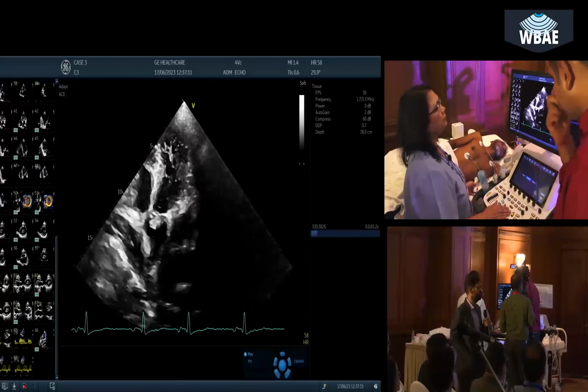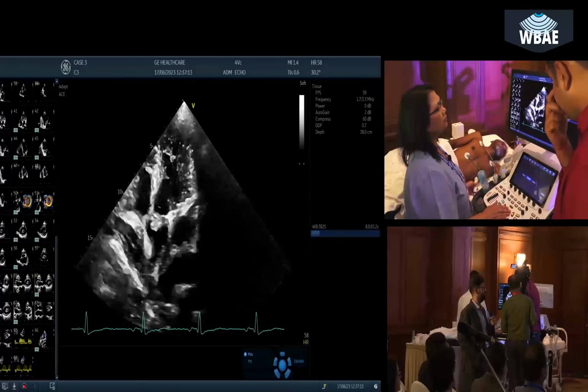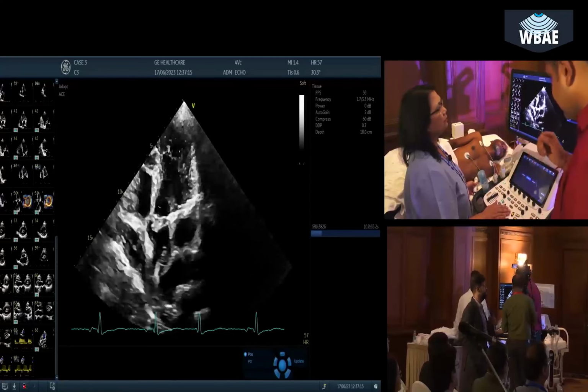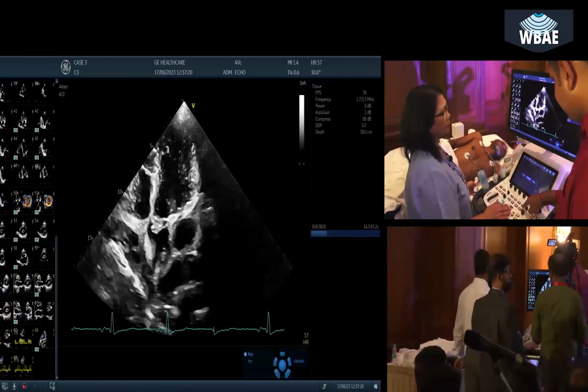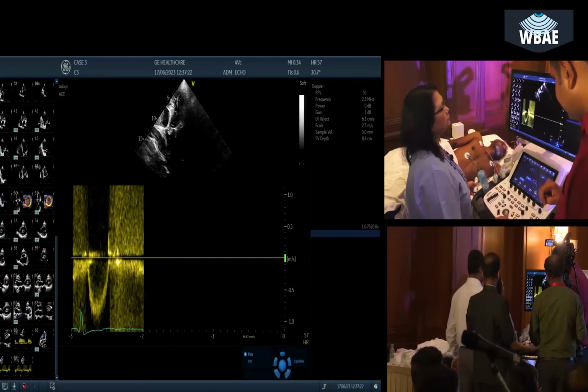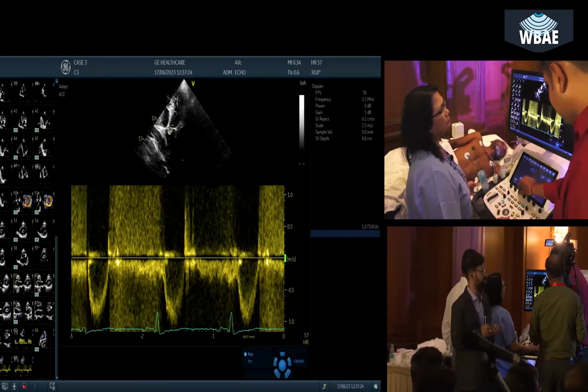Less than 0.25. Do we need the diameter? No, no, only VTI. Put a pulse wave at the LVOT. This has to be 5 to 10 millimeter approximate. Correct. Yeah, very good. Very nice. Okay, freeze.